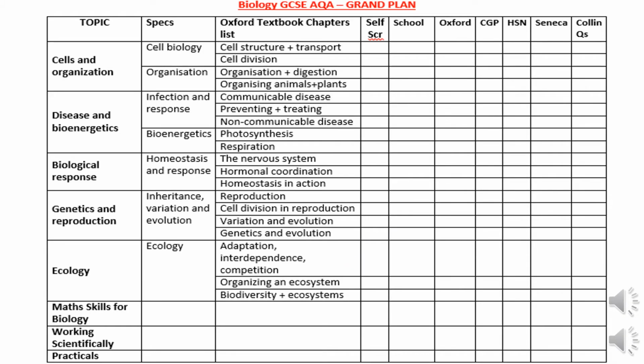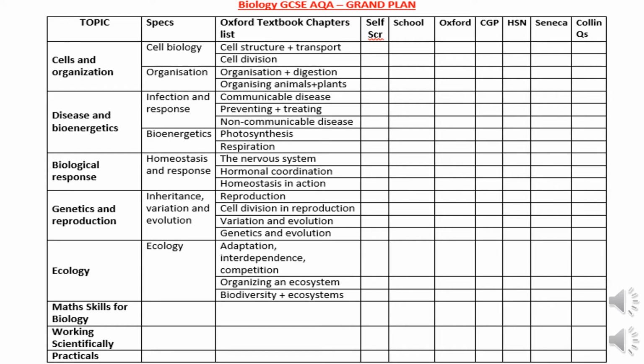So this here is a plan on a page. On the left hand side it lists all of the topics from the specification, and then from the Oxford textbook, which is an incredibly valuable textbook. And then on the right hand side are columns in which you can tick or write in the dates in which you complete each of these topics, so that you have an idea of which topics you've revised or which ones you need to revise more.